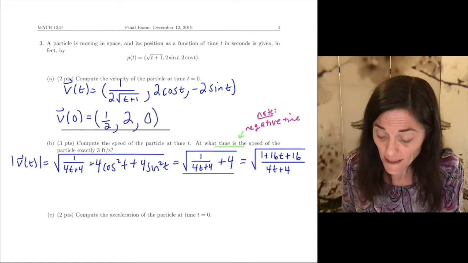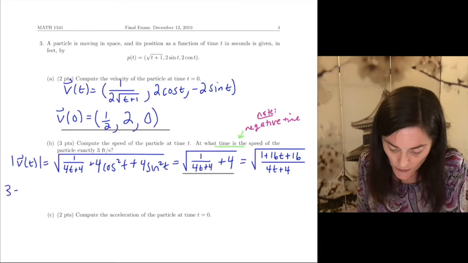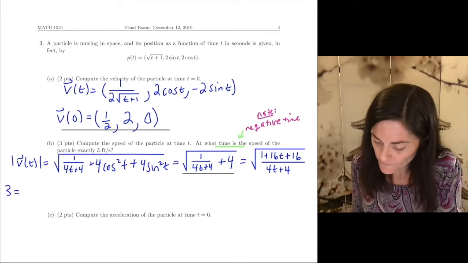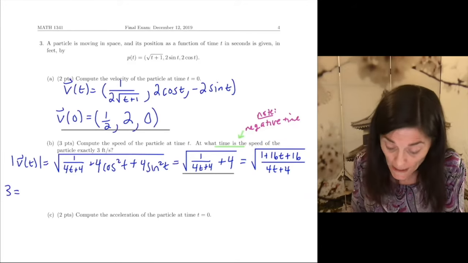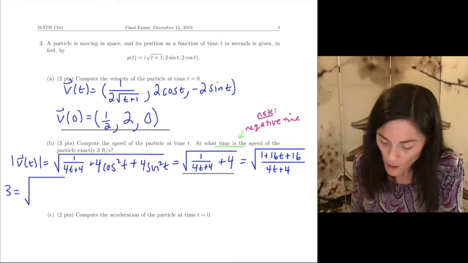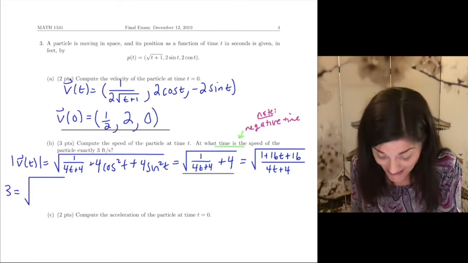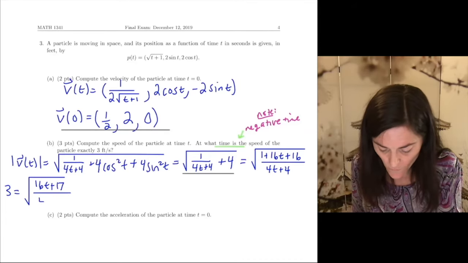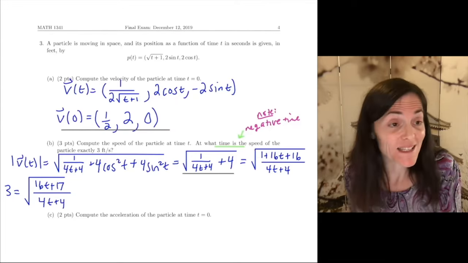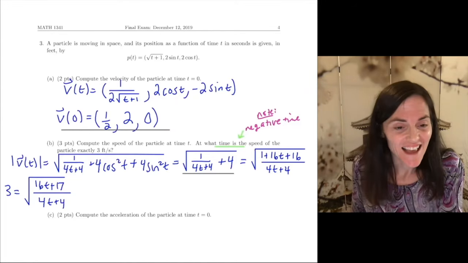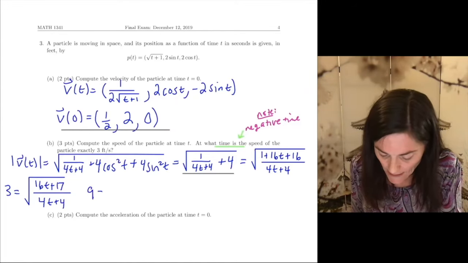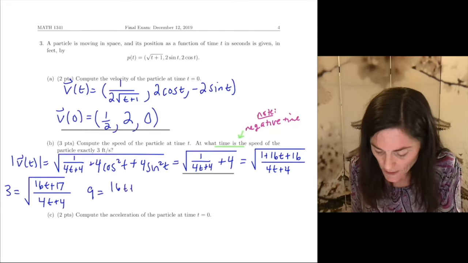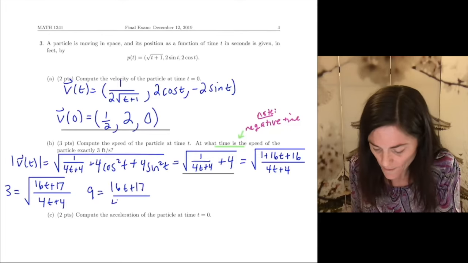Now, let's do the second part. We want to set this equal to 3. When I do, my numerator, I have 16t plus 17. And in the denominator, I have 4t plus 4. What I can do is just square both sides. And I get that 9 is 16t plus 17 divided by 4t plus 4.